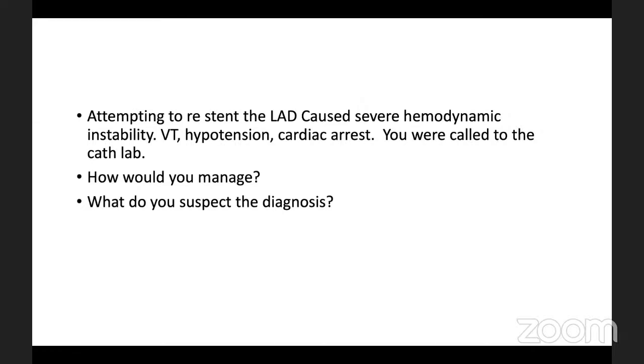I think there is a role of temporary mechanical circulatory support in this case, whether to put an intra-aortic balloon pump to augment the blood pressure. You did? Okay, so you went ahead and put the intra-aortic balloon pump. The patient is relatively stable right now. What do you suspect might happen, and how would you want to manage?